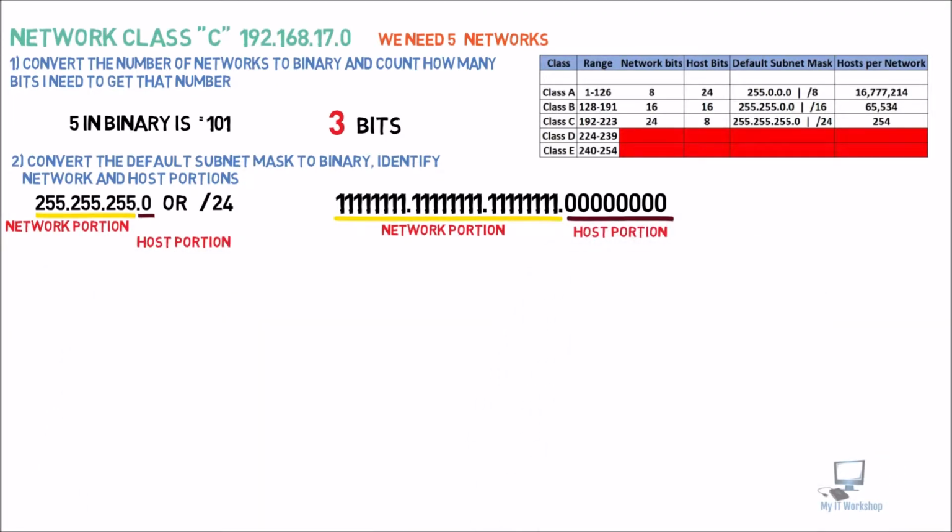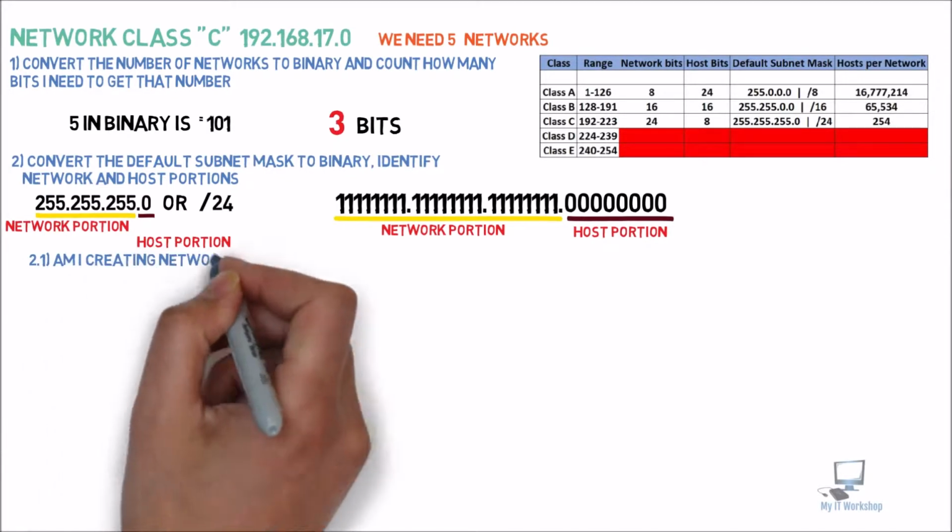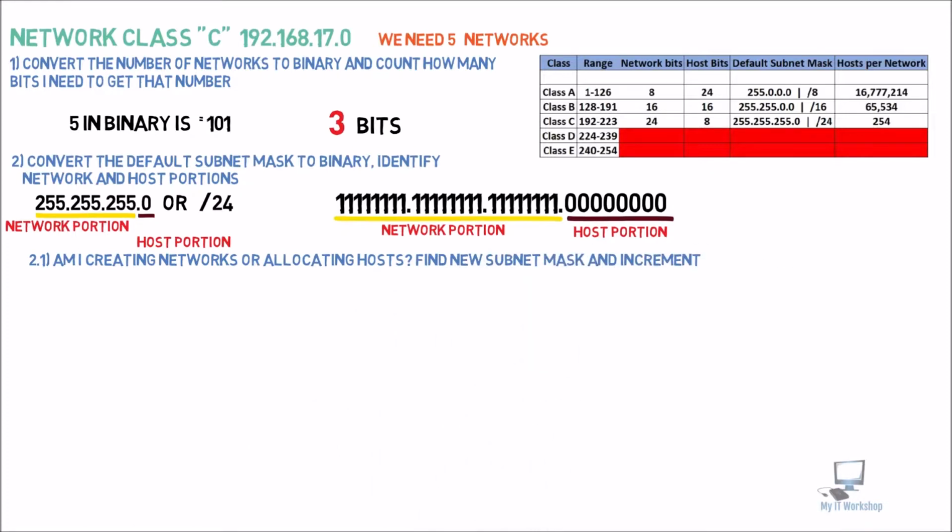Okay. Now, the next one is the important question. Am I creating more networks or allocating hosts? So we are creating networks now. After that, we're going to find a new subnet mask and the increment, which is what we have been doing anyway. The difference now is that we have to reserve network bits, not host bits like we have done in the previous videos. So this is going to be a little different. We are going to start from left to right rather than from right to left.